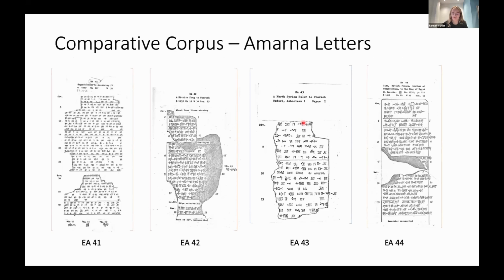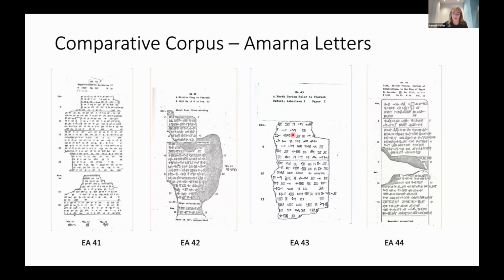The Amana letters provide the crucial external test for this argument. The letters EA 41, 42, and 44, sent from Hatti to Egypt, all were written in the mixed ductus. The foreign forms are present, and the visual register is international. EA 43, however, shows no such variation. It is written in pure Hittite forms throughout.